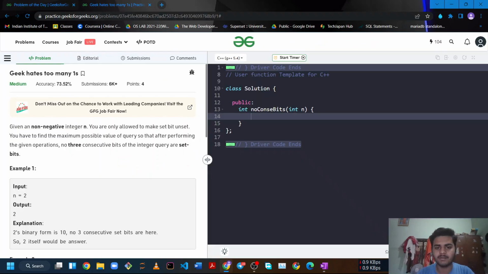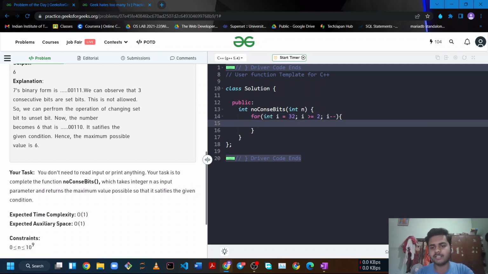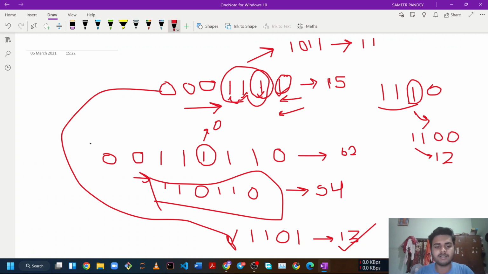Okay, so for coding, I start my traversal from i equal to 32, because the constraint is given as 10 to the power 9, so it is not going to go beyond that 32 bits. And i greater than 2, i minus minus. Why have I taken i greater than 2? You can observe it in a later part. I'm going to check whether these 3 bits are consecutive or not.